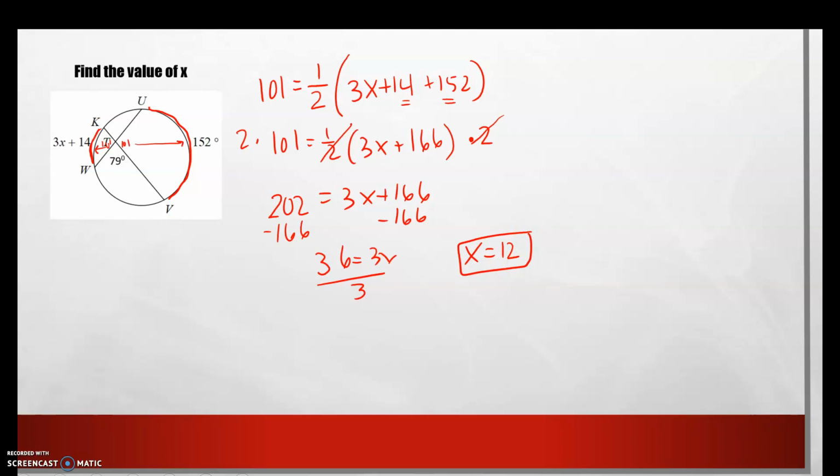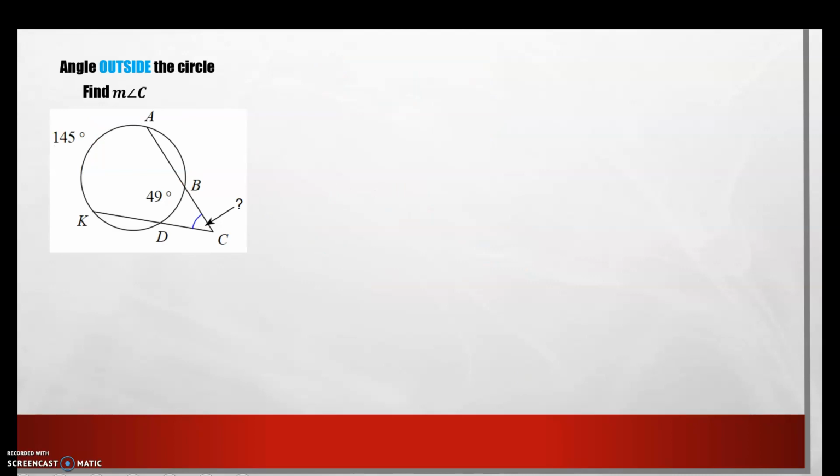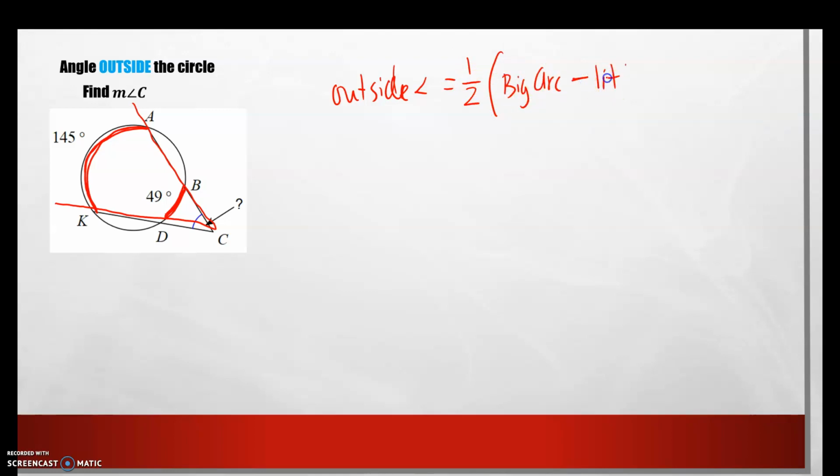So that's when I have an angle inside the circle that's not going through the center, and then I have when an angle is outside the circle. I have this angle, KCA. With that angle, I create two arcs, this arc and this arc. When you have an angle that is outside, your outside angle is equal to 1/2 of your big arc minus your little arc.